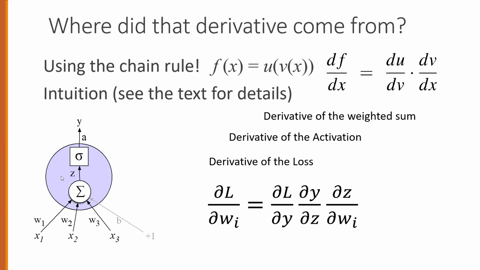Here's our neural unit, which is the same as a logistic regression. It's computing the loss as a function of y, which is computed as the sigmoid of the sum of the weights times values. If we want the derivative of the entire loss function with respect to one weight, w_i, we can compute this using the chain rule. The derivative of L with respect to w_i is the product of the derivative of L with respect to y, times the derivative of y with respect to z, times the derivative of z with respect to w_i.